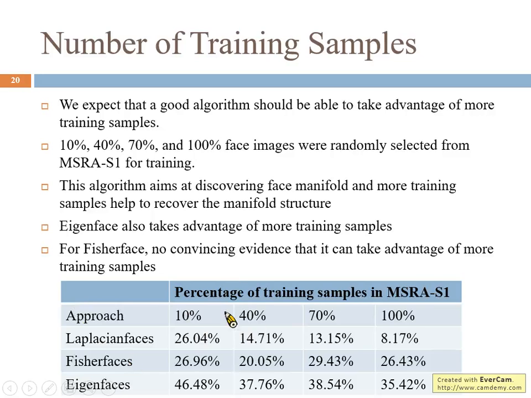This table shows the performance when the amount of training data increases. The error rate of Laplacianface and eigenface decreases. We can see that for eigenface, the error rate goes from 46% to 35%, and for Laplacianface it changed from 26% to 8.1%. So eigenface also takes advantage of more training data. However, for fisherface, no convincing evidence shows that it can take advantage of more training data. This is another way to show the superiority of Laplacianface over fisherface.